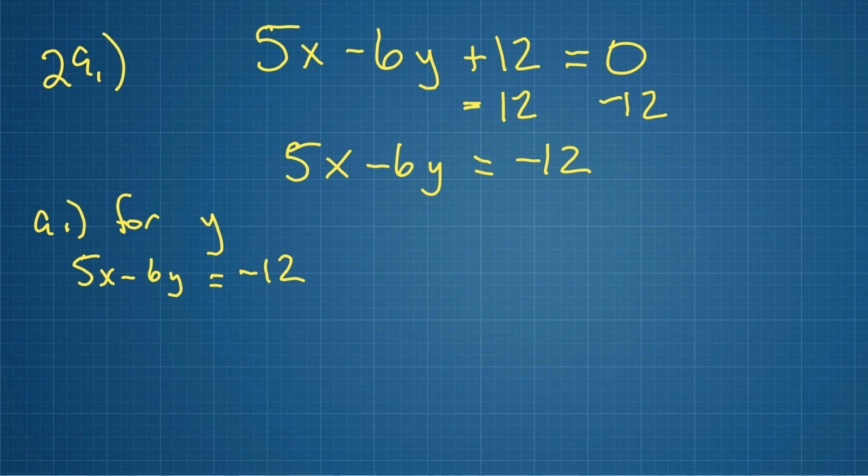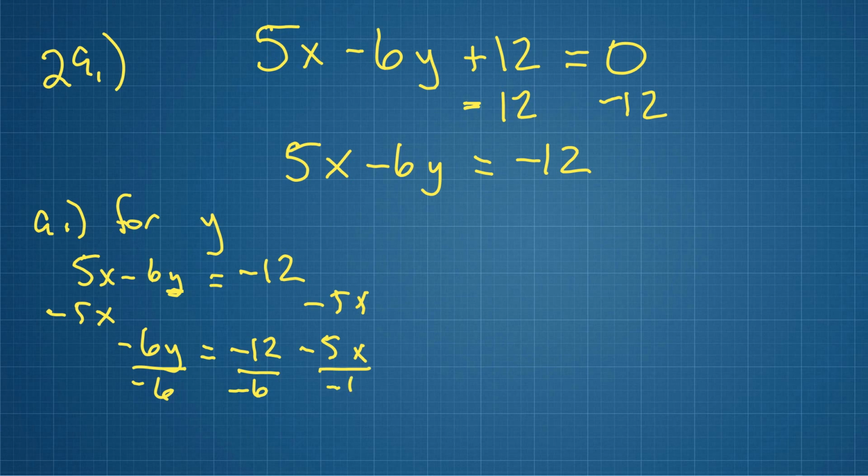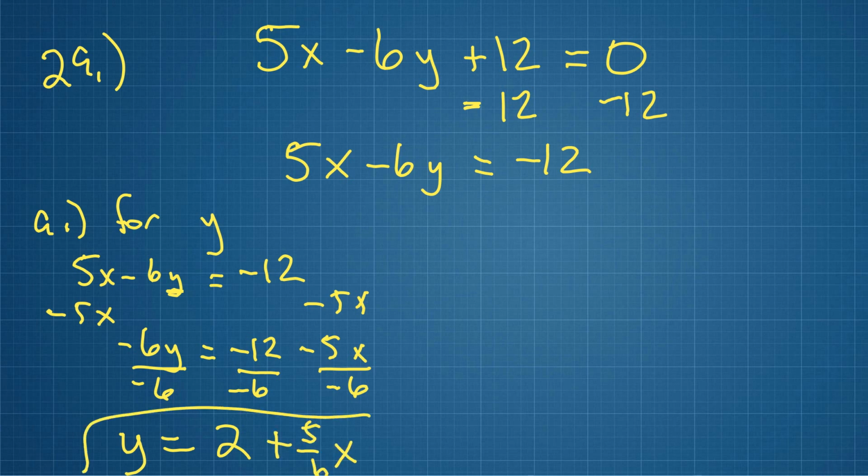So when I solve for y, I only care about the y, so I move the 5x over. I get minus 6y equals minus 12 minus 5x. I divide everything by negative 6. Now notice I'm dividing everything by negative 6. So I get y equals, negative over negative is positive 2. Negative 5 over negative 6, so it's plus 5/6 x. That's it for y. Now for x, same concept.